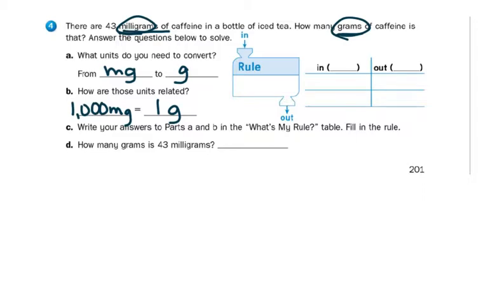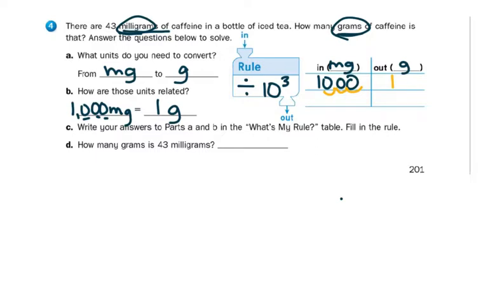So what are we going to do? We are going to be dividing by 10 to the, how many zeros? 10 to the third power. So in goes milligrams, out comes grams. So in goes 1,000. We divide by 10 to the third, remember? So 1, 2, 3, 1 gram. Write your answers to part A and B in the What's My Rule, which we did.